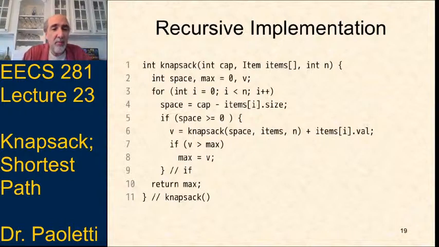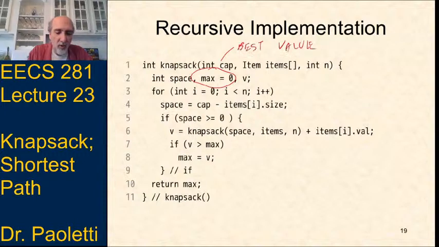So let's look at the approach for this, and this is actual code for this. It says a knapsack problem. I've got a capacity, I'm given an array of items, and I'm told how many items are in there. So I've got a couple of variables here. I've got my max here, which is my best value for whatever capacity this is. So in this function, I'm going to figure out what's the best value for the given capacity.